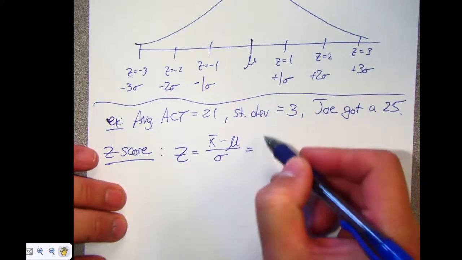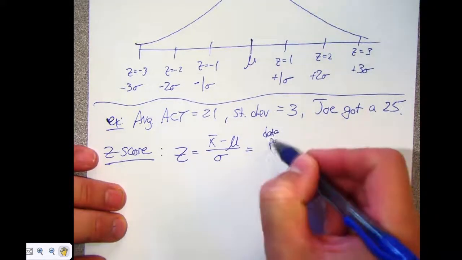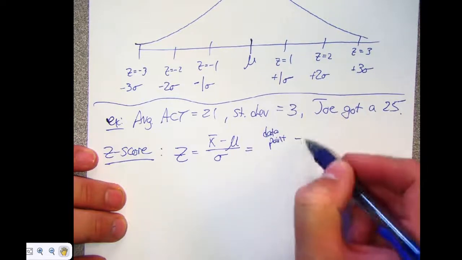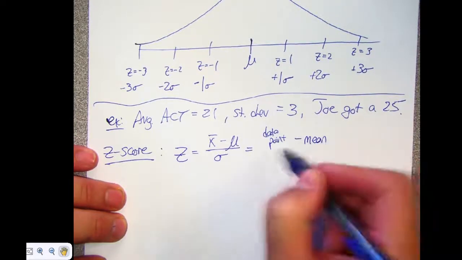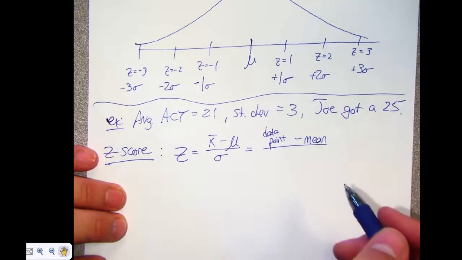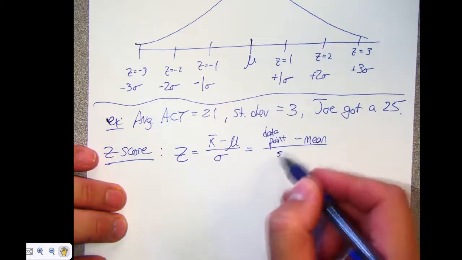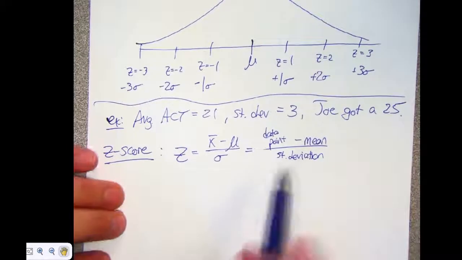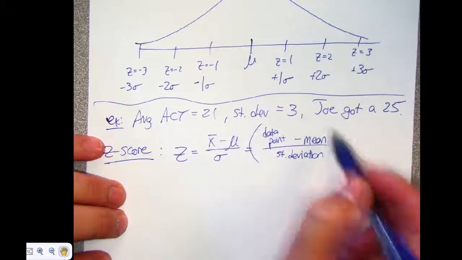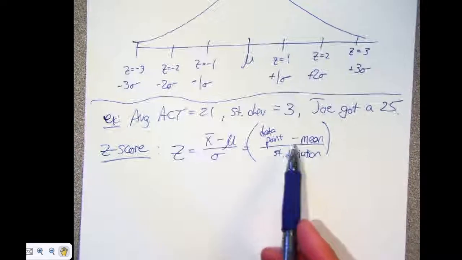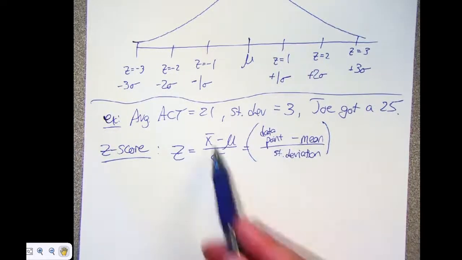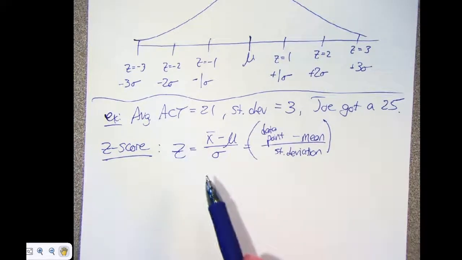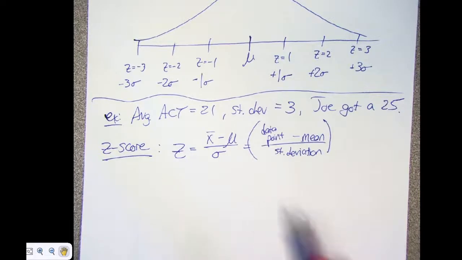So what that means is our data point minus the mean over, what's sigma? The standard deviation. So you don't have to write this out ever. I'm just telling you what all those things mean because this just looks like a bunch of nonsense.